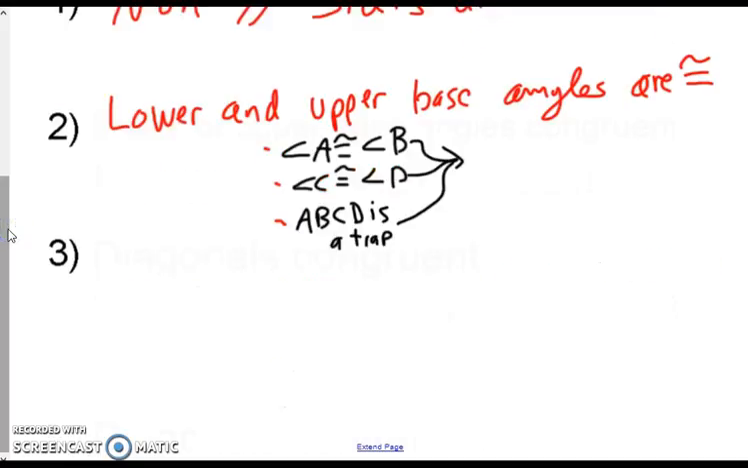Last way is if you have a shape that is a trapezoid and you have that the diagonals are congruent, you can conclude it is an isosceles trapezoid.